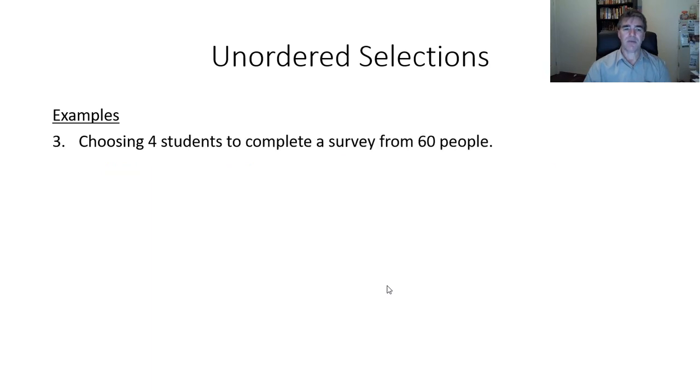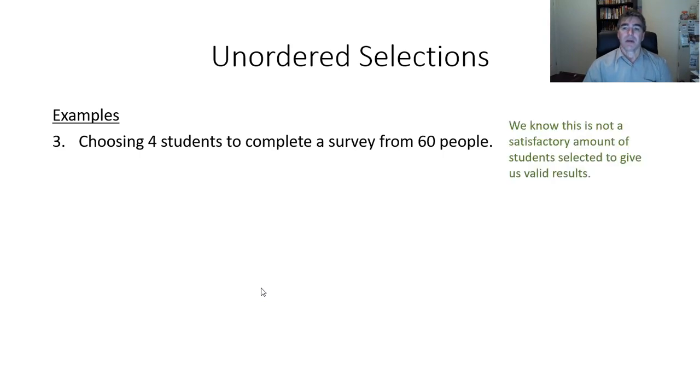So let's look at another example. We're going to choose 4 students for a survey out of 60 people. Now, as I said before, it wouldn't give us satisfactory results that we could rely on, but we're looking here at unordered selections and how many different possibilities, just as an example. So, as I said, the results wouldn't be valid. For our number of possibilities, let's do our couldn't care less about the order. I've got 60 people to choose from, and I'm only doing a survey of 4 of them. We do that on our calculator, and we get 487,635 different possibilities.